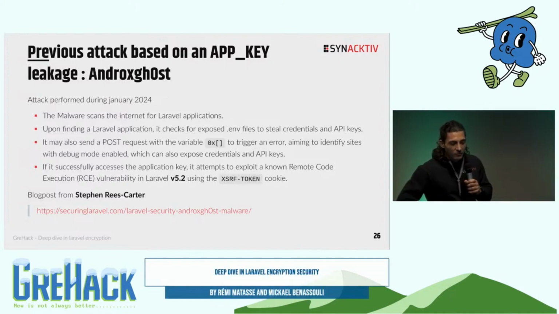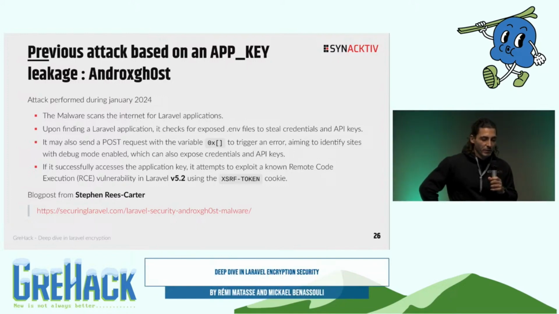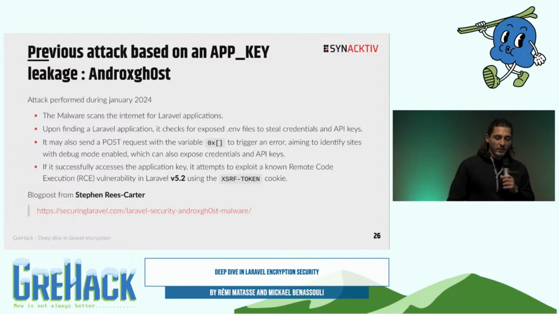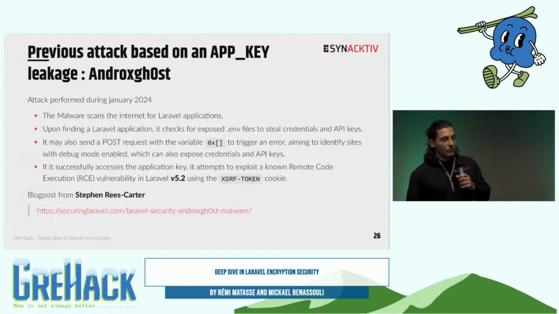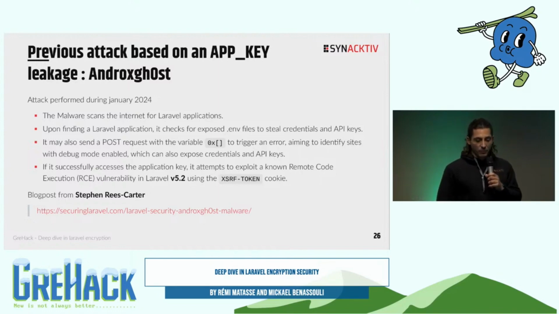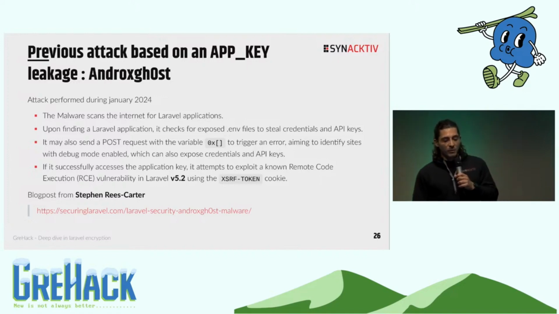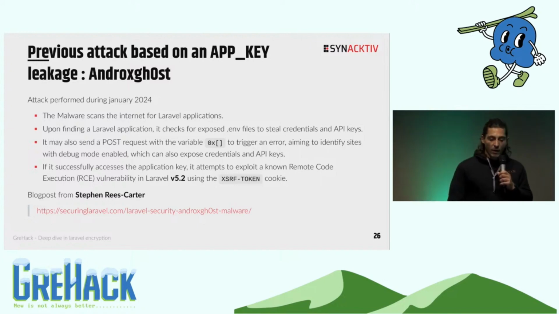So first of all, we start with attacks performed during January 2024, but it's just an advisory from the FBI. It covers malware seen all over the internet. In the real world, the malware scans the internet for Laravel applications. Upon finding a Laravel application, it checks for an exposed env file to steal credentials and API keys, like Rémi said. And sometimes it may also send a POST request with a specific variable to trigger an error, aiming to identify debug mode on a Laravel application.